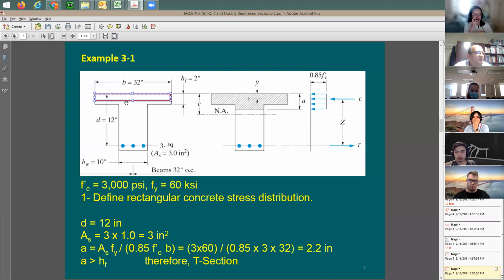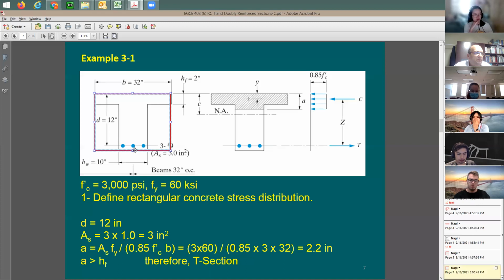As if my entire section looked like this. It's my first assumption. So I said, okay, let me check this first. I'm going to consider the width to be 32 inches. Depth is 12, AS is 3 square inches. A compression block depth based on static tension equals to compression. Look at this value here, 2.2 inches. It is going to be right here.